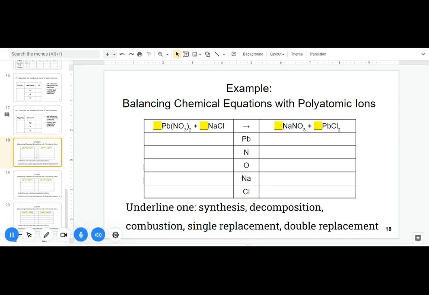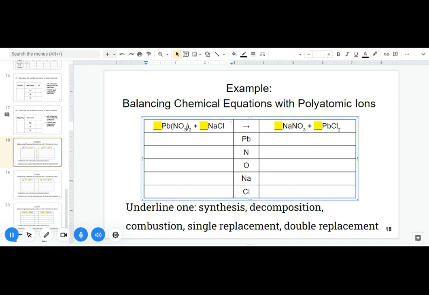In this example, we're going to balance a chemical equation that includes polyatomic ions. The polyatomic ion that you see here is denoted by including the parentheses, and the subscript on the outside of the parentheses tells us that there's two of these groups. So we'll start just like we did before by counting the number of each atom.